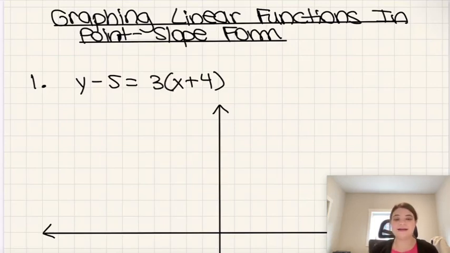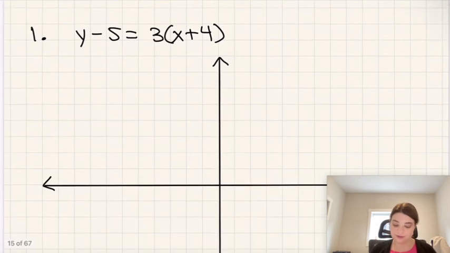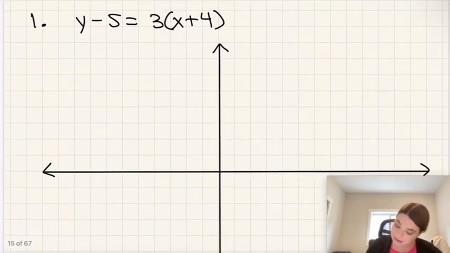Welcome back. Today we're going to do 4 examples of graphing linear functions in point-slope form. So let's get to it. All right, so keep in mind that point-slope form in general looks like this.